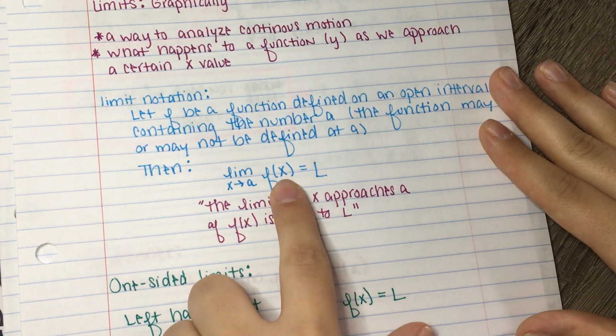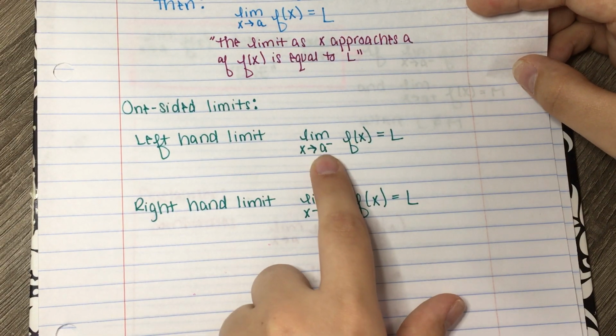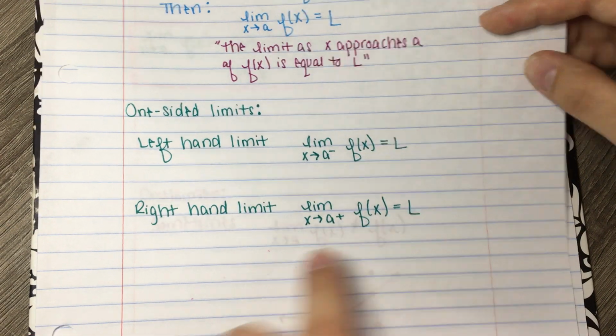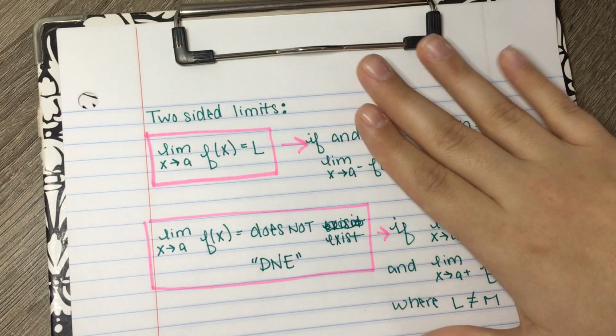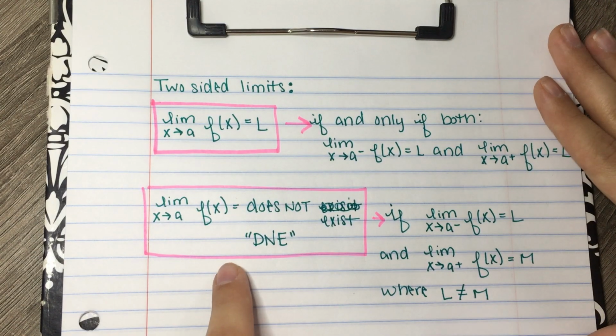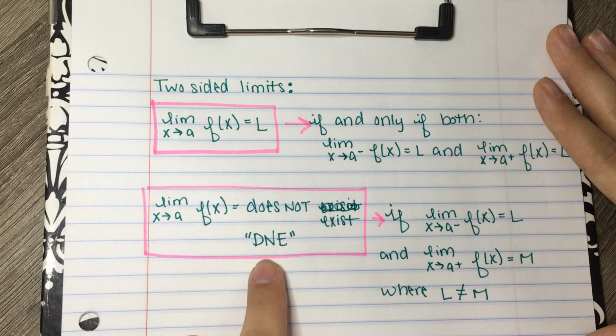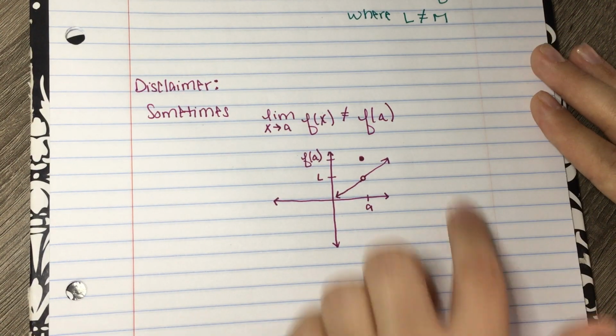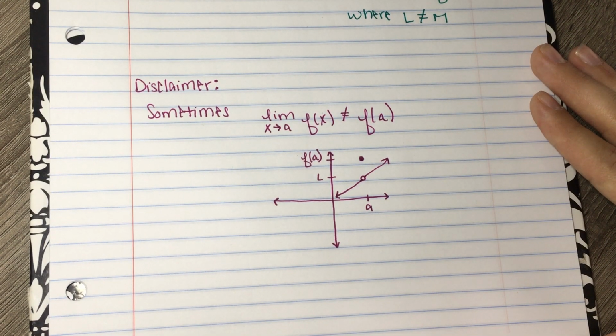As x approaches a of a function is equal to L, we can approach the function from the left-hand side. We can approach it from the right-hand side. If you approach from the left and the right-hand side and they're equal, you get that number. If you approach from the left and the right-hand side and they're not equal, it does not exist. And then our limit does not always have to be equal to what our function is at that point.